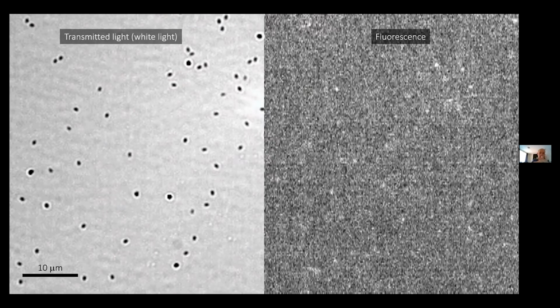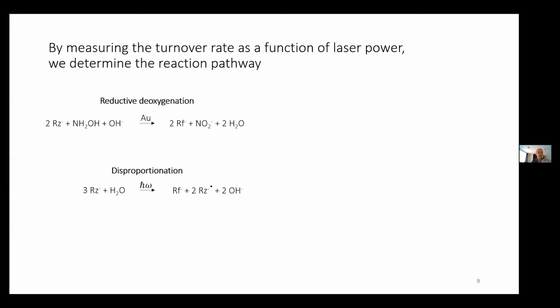So now this is, of course, already quite a powerful system because this means that we can now start interrogating the catalytic properties of individual particles. But now, of course, the question is if we can gain any mechanistic understanding of the process that is happening. And for that, we first need to know the ways in which resazurin can convert into resorufin. And this can actually happen in two ways.